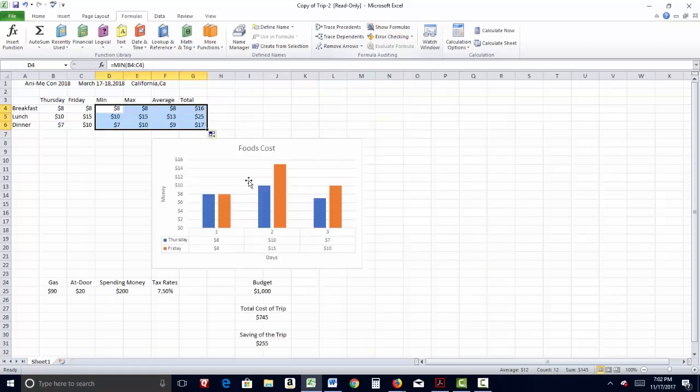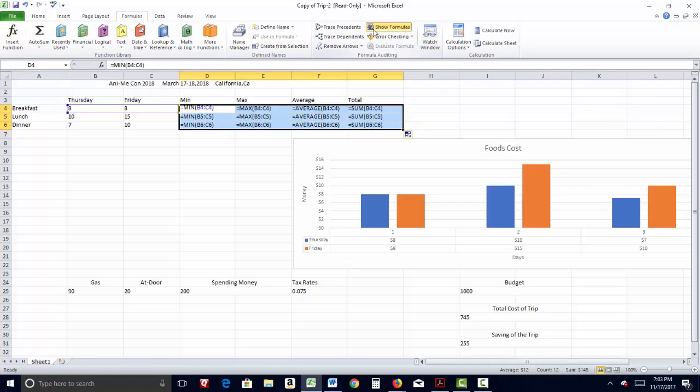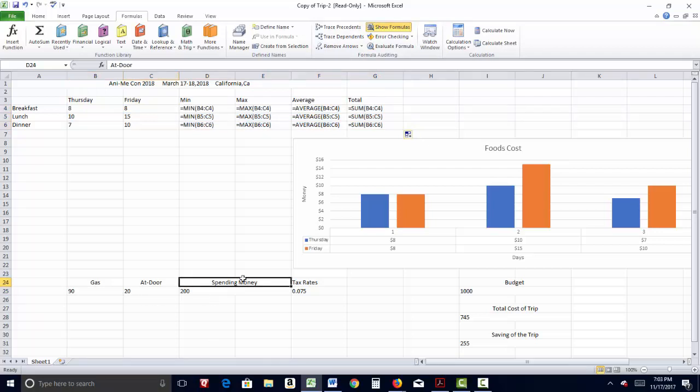If I click off show formulas, look at what I've got now. I have the calculations, see the minimum on this, okay, and the average. There's your calculations. So now I've got a lot more formulas. Also, down here, you've got your gas at the door. I think that what they really mean here with the door is probably the registration fee.